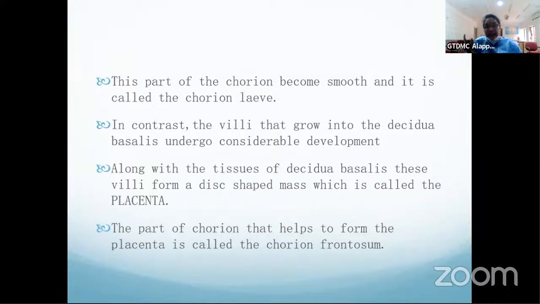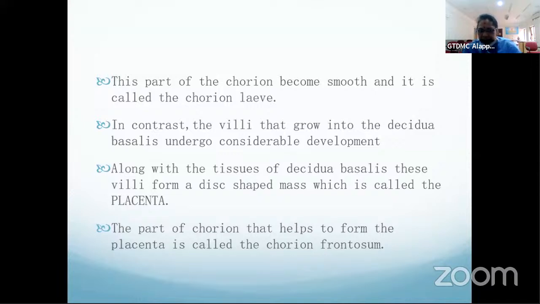In contrast, the villi that grow into the decidua basalis, that is where the embryo is attached, undergo considerable development. Along with the tissues of the decidua basalis, these villi form a disc-shaped mass which is called the placenta. That is how the placenta is formed. We will come to it later in detail. The part of the chorion that helps to form the placenta is called the chorion frondosum.